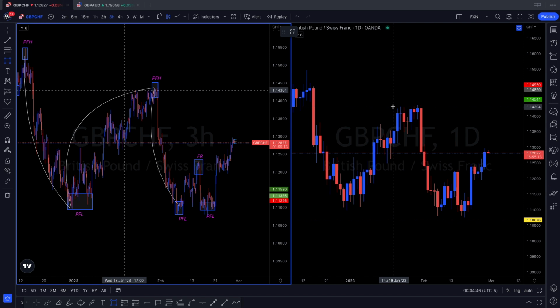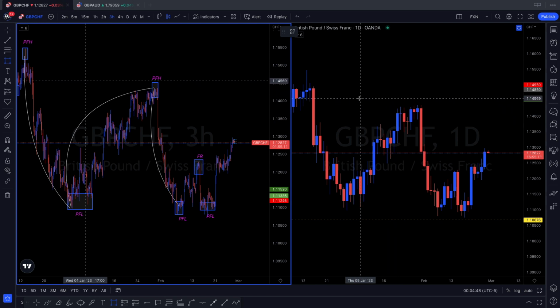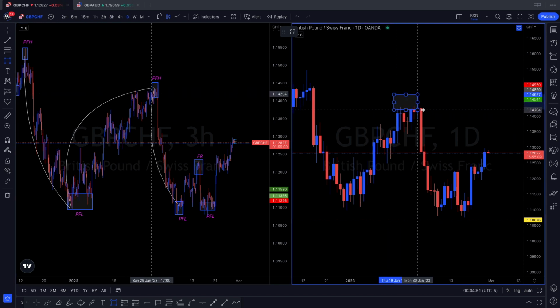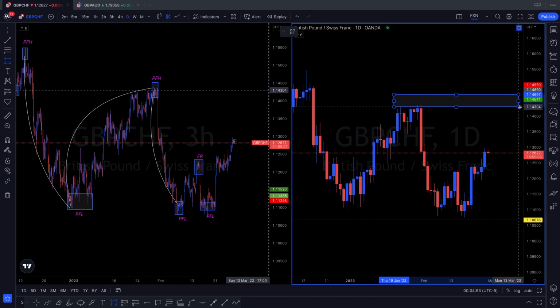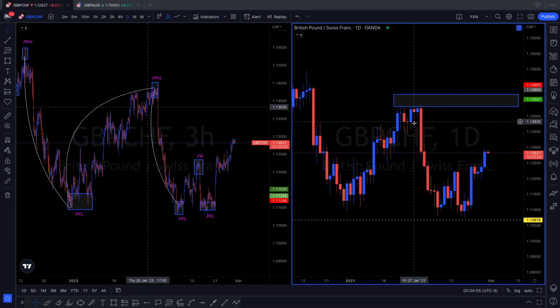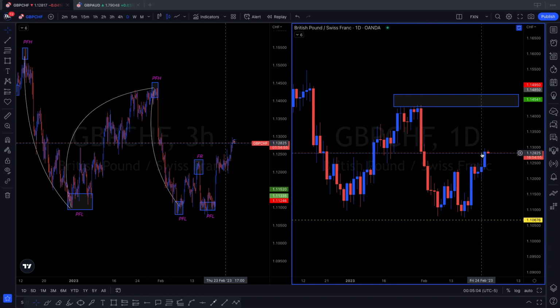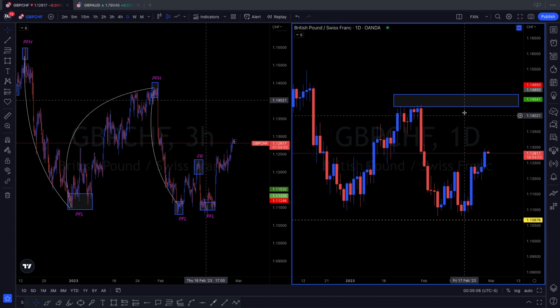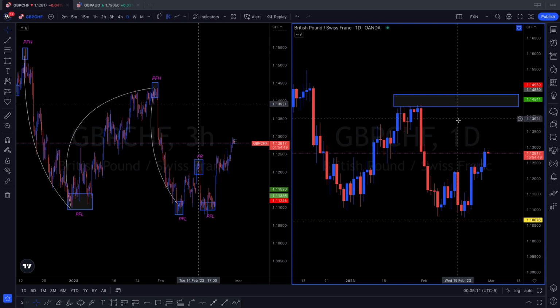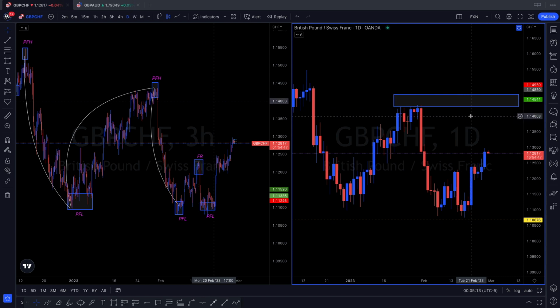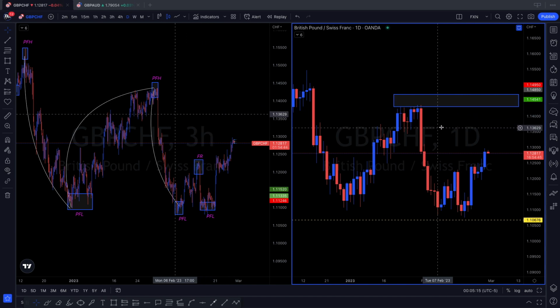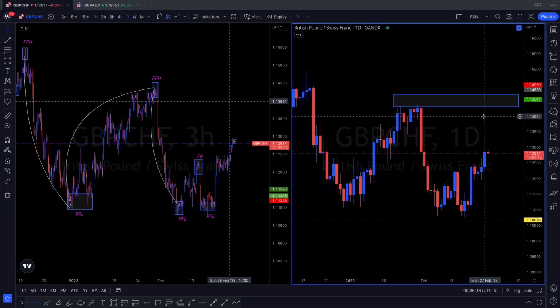For me, when I look at the daily on this, the very first area that I see is obviously this right here. We have all of this space here to play with. So that tells me there's a very good chance that we have a clear run to the top here, to, let's say, 1.140, just to make it easy as far as numbers go.